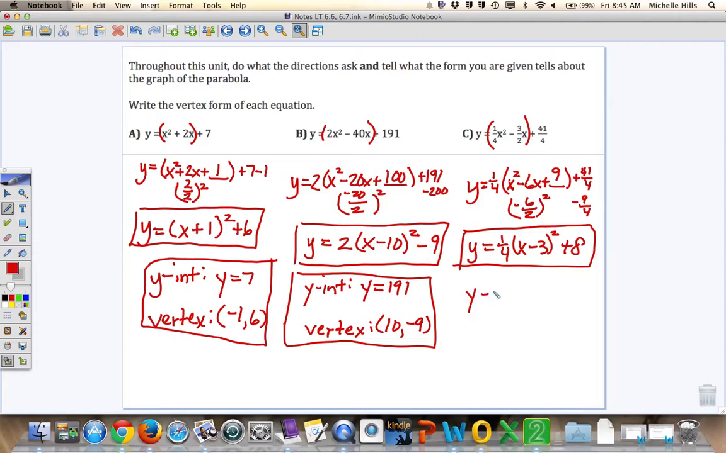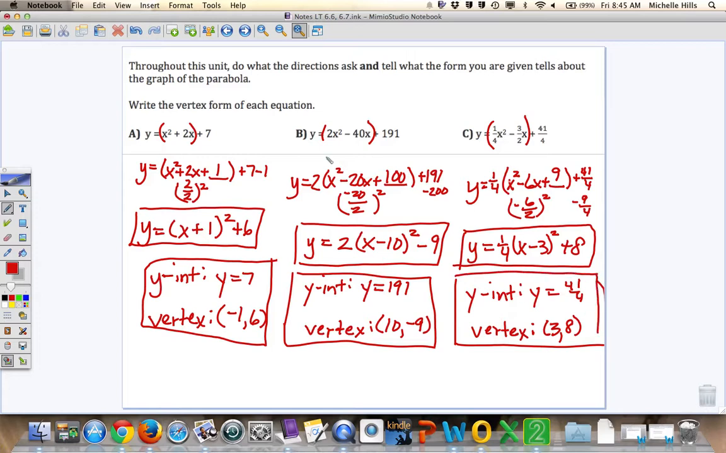From the original equation, I know the y-intercept is on the y-axis at y equals 41/4. And now that it's in vertex form, I can tell that the vertex is the point positive 3, positive 8. The other examples in the notes will be in the part 2 video.